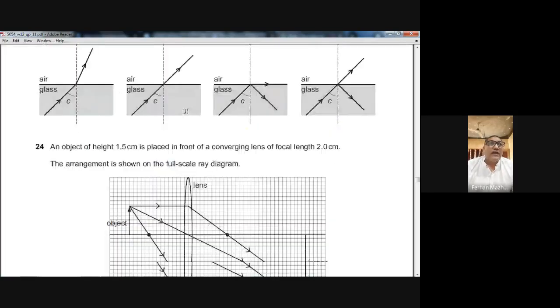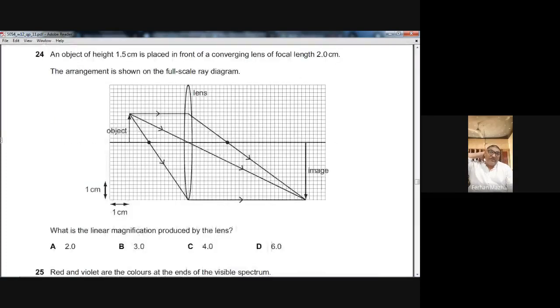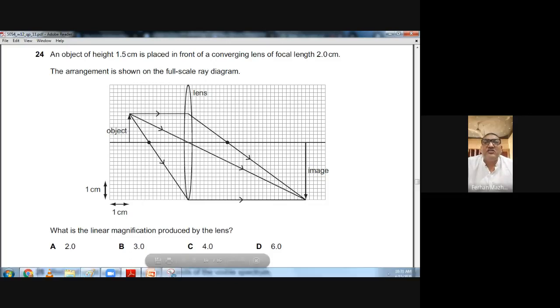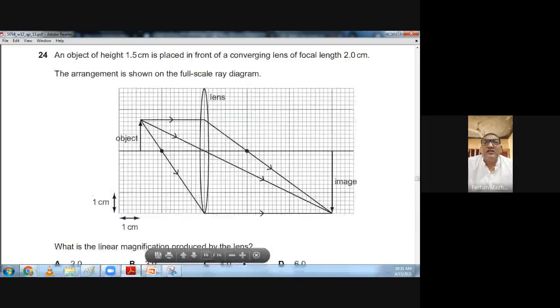Here we go. An object of height 1.5 centimeter is placed in front of a converging lens of focal length 2 centimeter. The arrangement is shown on the full scale diagram. What is the linear magnification produced by the lens? The formula for the linear magnification is the height of the image divided by the height of the object. You can count the height of the image. You see here you have this, so you can count it very easily.